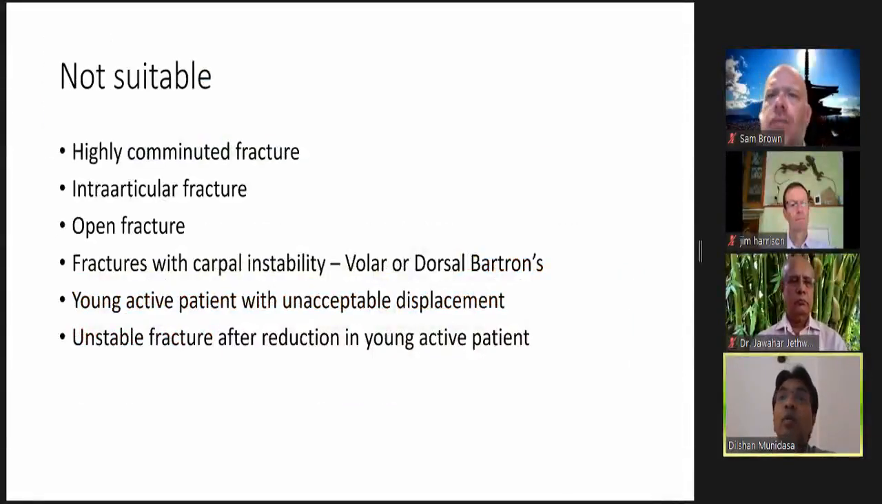There are certain relatively unsuitable patients. These are highly comminuted fractures, intra-articular fractures, open fractures where you need some wound debridement, fractures with carpal instability, that is the intra-articular fracture with volar and dorsal displacement, and young active patients with unacceptable displacement. You consider them not suitable for the non-operative method. And again, the unstable fracture after reduction: if you think it's going to get displaced in the cast, then you straight away go ahead with operative reduction.